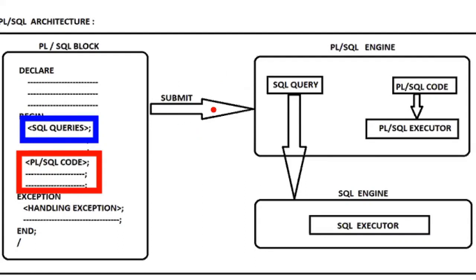When I submit it to the Oracle server, there are two engines: one is called the PLSQL engine, the other the SQL engine. These are the two engines maintained by Oracle. Why, sir? Because SQL is a different language. SQL queries are understood only by SQL language compilers. PLSQL code is understood by PLSQL compilers. And of course, all of you know, every programming language has its own language compiler.